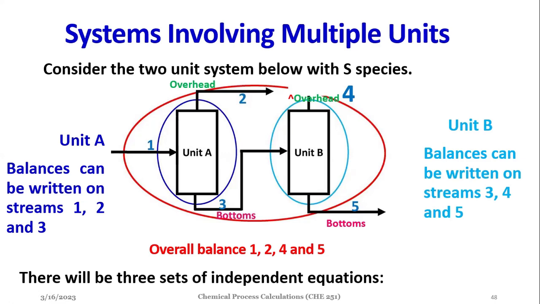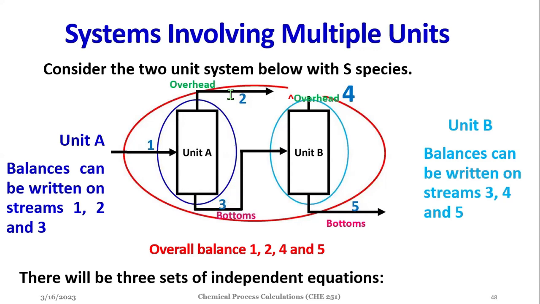So what I mean by that is we can see stream 3 leaving unit A and entering unit B. If I'm doing the overall balance, I'm not going to include it because it is not acting as a feed to the overall system or an outlet from the overall system. It's more like an intermediary stream. So what we are saying is that we can have more than one unit. We have unit A, we have unit B. Part of unit A is going to unit B.